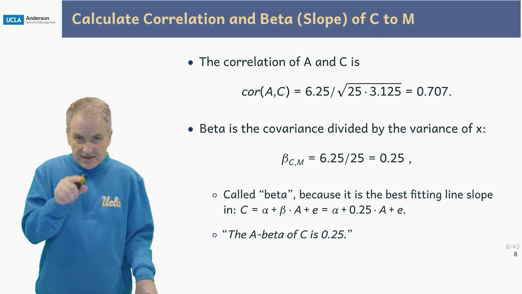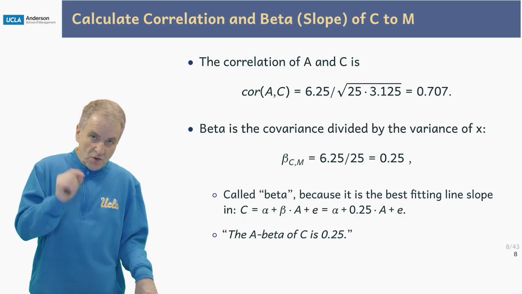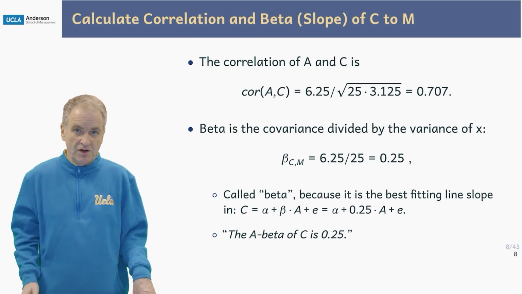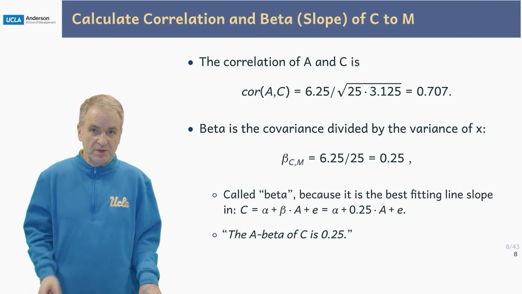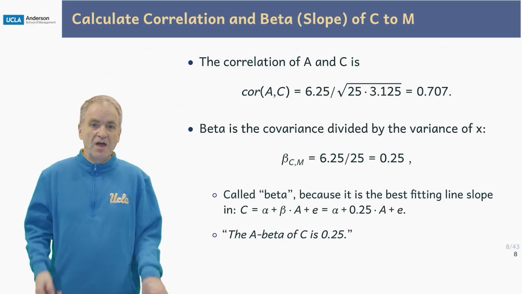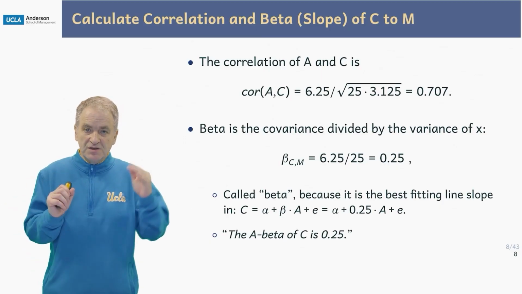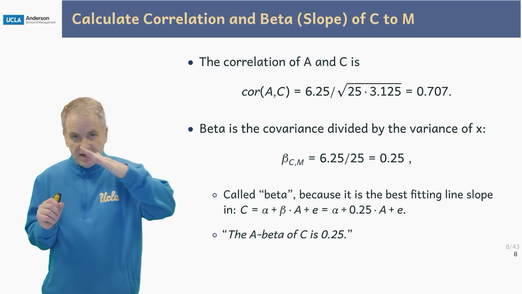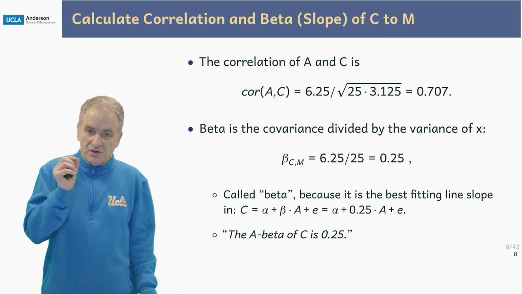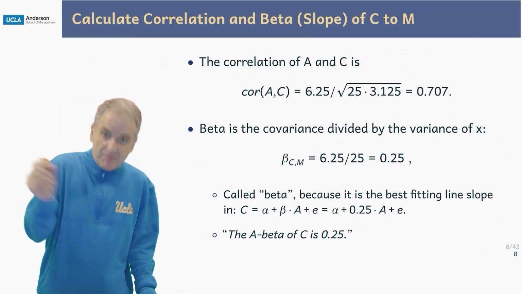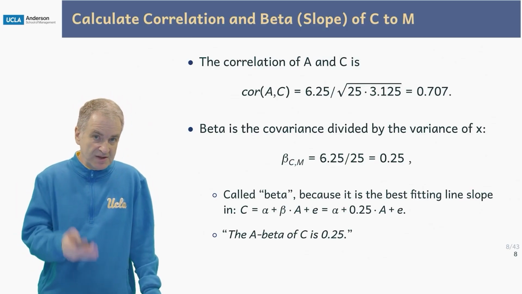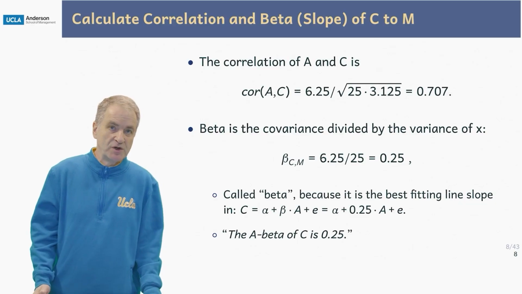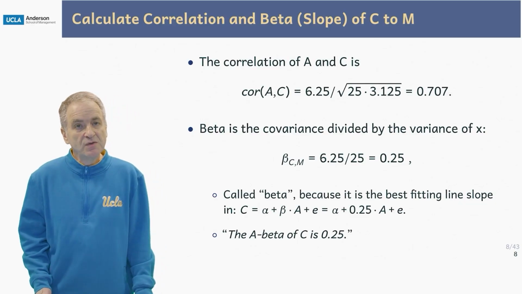So whatever the second index variable on the beta is, that's the thing that goes at the denominator of the beta. In this case, the beta of C with respect to M is 0.25. Why is it called a beta? Because if we're trying to fit the best fitting line slope to that, that turns out to be the best fitting line slope. You can also say this, that the market beta of C is 0.25. We're going to do that with D now.